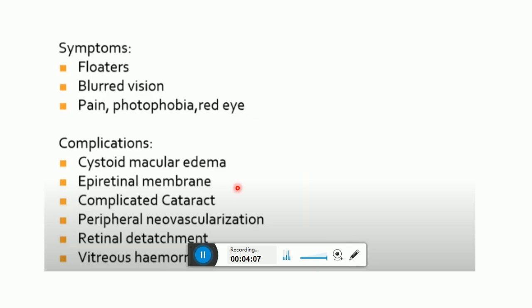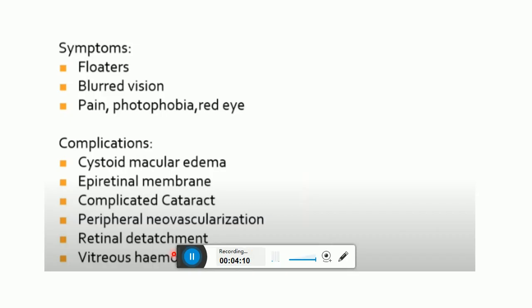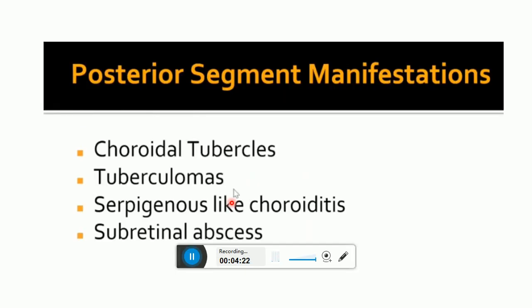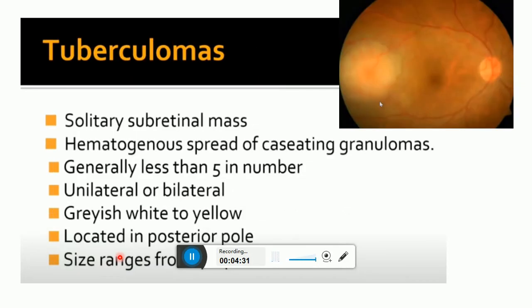Symptoms will be floaters, blurred vision, pain, photophobia, red eye. It can also lead to cystoid macular edema, epiretinal membrane formation, complicated cataract, neovascularization, RD, and vitreous hemorrhage. In the posterior segment, it can cause choroidal tubercles, tuberculomas, serpiginous-like choroiditis, and subretinal abscess. Choroidal tubercles are focal elevated dome-shaped lesions that may be unilateral or bilateral and solitary or multiple. Extensive infiltration may occur in individuals with AIDS. A large abscess-like tubercle is termed a tuberculoma.